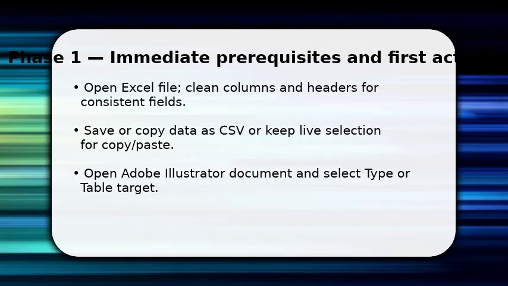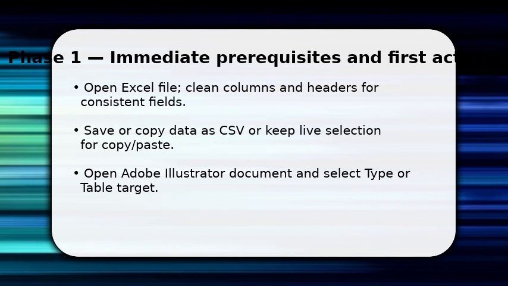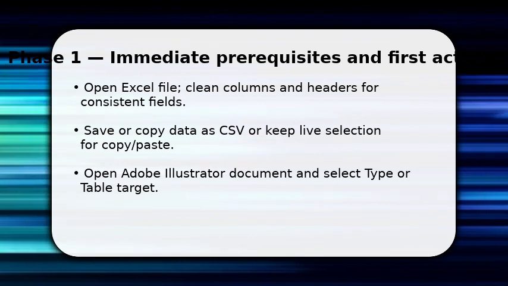You start by preparing both files so you can move quickly. Open the Excel sheet, remove merged cells, and standardize headers. This prevents mapping errors later. Once done, save a CSV copy or select the exact cells you will copy.